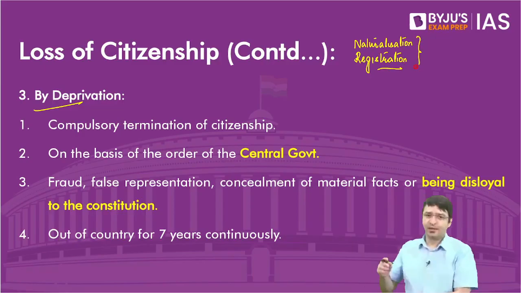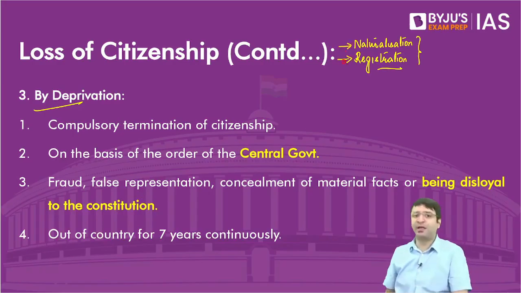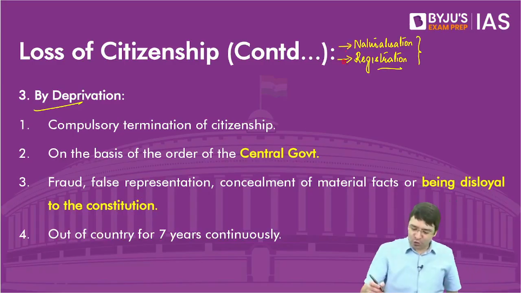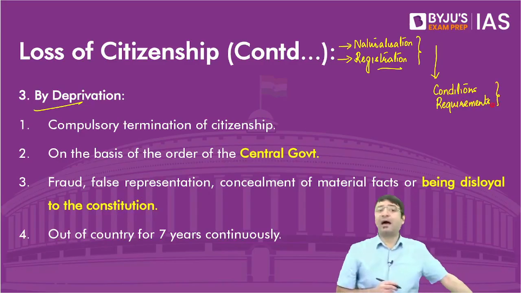Listen to me carefully. If you are an Indian, you can give up your citizenship, which means you can renounce your citizenship. And if you have acquired citizenship of another country without giving up your Indian citizenship, your citizenship can be terminated. After that, if you have neither renounced it nor acquired citizenship of another country, your citizenship cannot be deprived from you. But what about these individuals who become Indian citizens through naturalization or registration? I've told you that in order to become citizens of India through naturalization or registration, you have to meet certain conditions. You have to meet certain requirements.